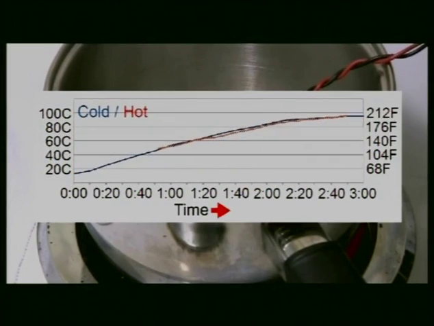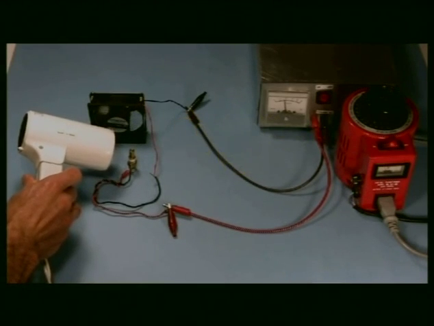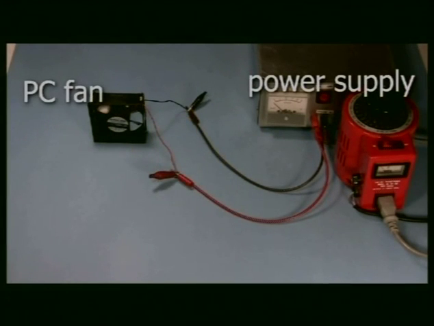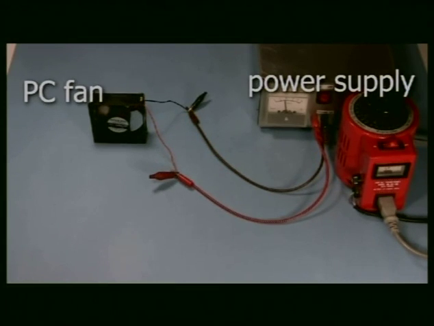But that's a whole other topic, which I cover in another video I'll point out later. Here's the fun I had making a PC fan turn on when the thermistor gets too hot. First, here's the circuit without the thermistor. It's very simple. The positive from my homemade power supply goes to the positive of the fan, and the negative of the fan goes back to the power supply. When I turn on the power supply, the fan starts spinning.